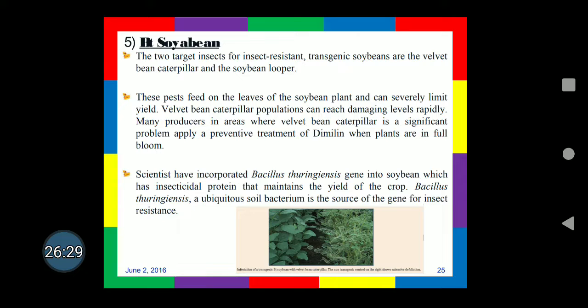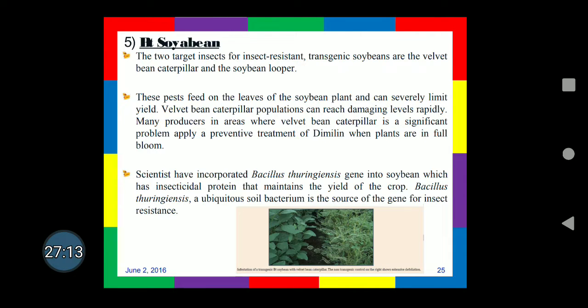Many producers in the area where velvet bean caterpillar is a significant problem apply a preventive treatment of Dimilin when the plants are in full bloom. Scientists have incorporated the Bacillus thuringiensis BT gene, which is derived from the bacterium Bacillus thuringiensis, into soybean, which has an insecticidal protein that maintains the yield of the crop. The bacteria produces a toxin called BT toxin. The toxin is capable of killing those pests, that is velvet bean caterpillar and soybean looper.